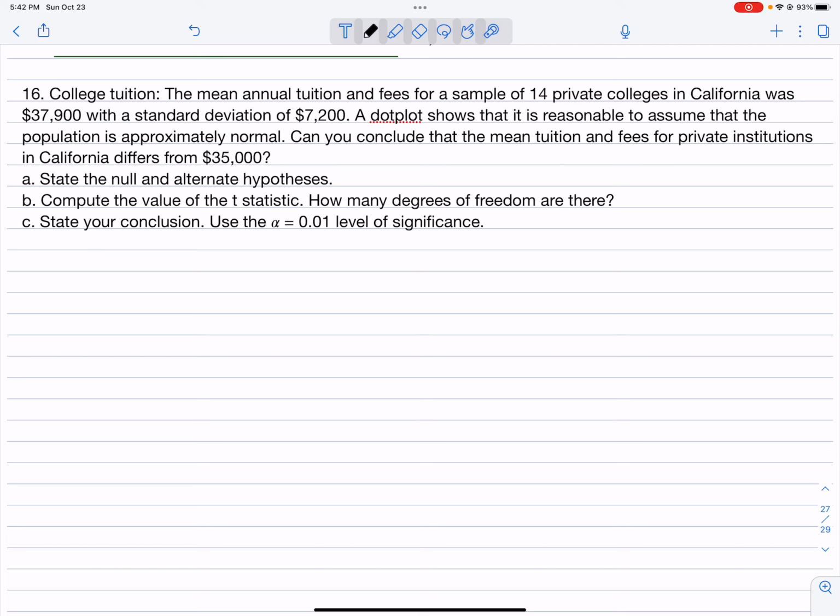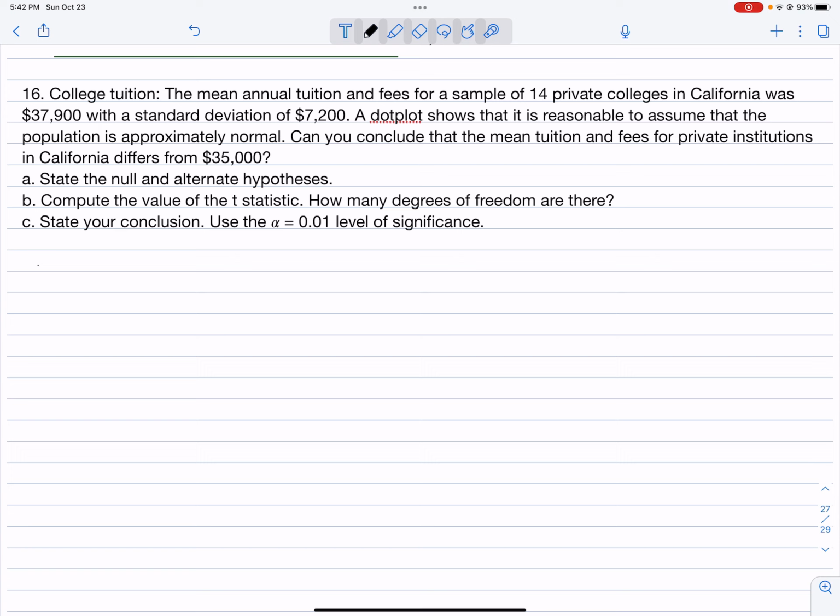Problem 16. The mean annual tuition and fees of a sample of 14 private colleges in California was 37,900 with a standard deviation of 7,200. A dot plot shows that it is reasonable to assume that the population is approximately normal. Can you conclude that the mean tuition and fees for private institutions in California differs from 35,000?